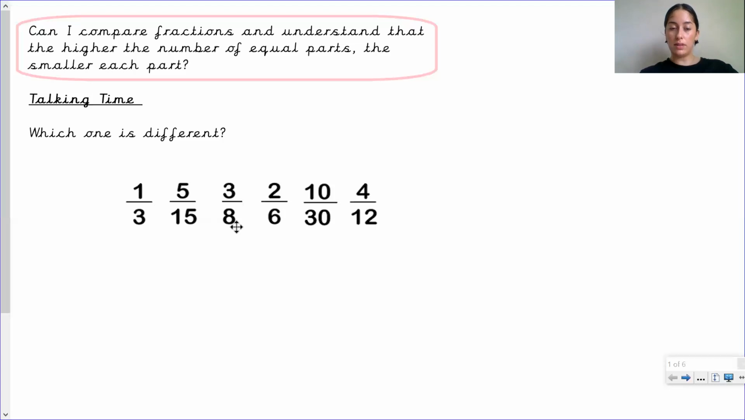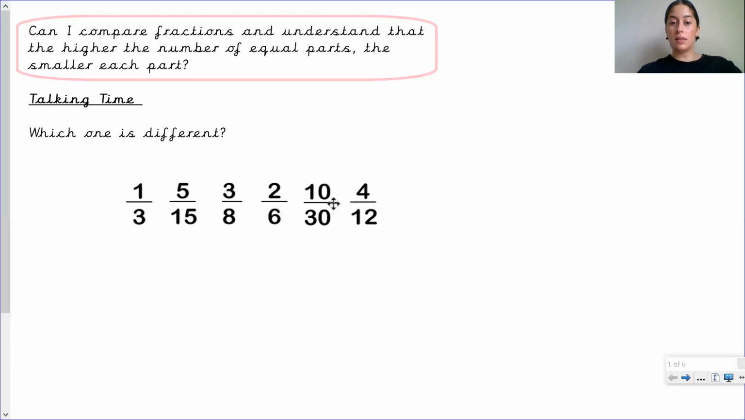Is 8 in the 3 times table? No, I know that 3 times 3 equals 9, but I don't have 8 in the 3 times table, so this can't be an equivalent fraction. 6 is in my 3 times table. So I know that 3 times 2 equals 6. So if I was to do 3 times 2, I would have to multiply my numerator by 2 as well. Let me see if it works out. 1 times 2 equals 2, which I have here. So this is also equal to 1/3.